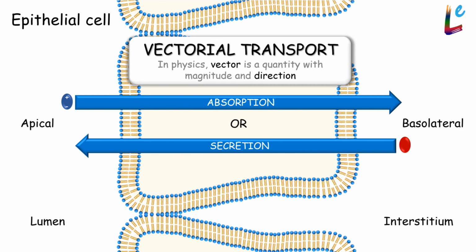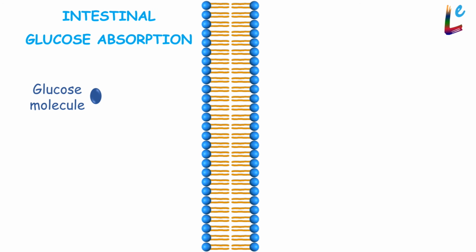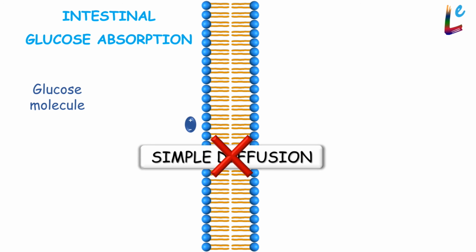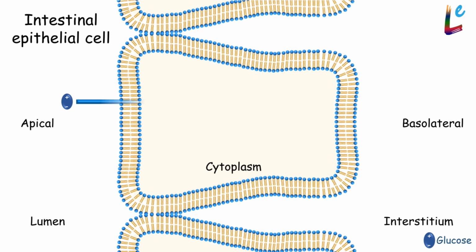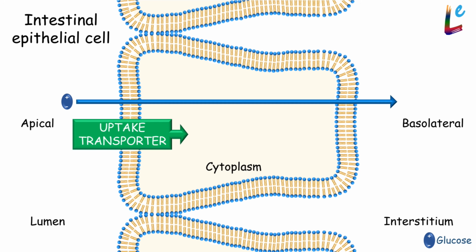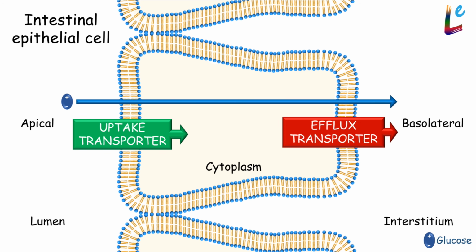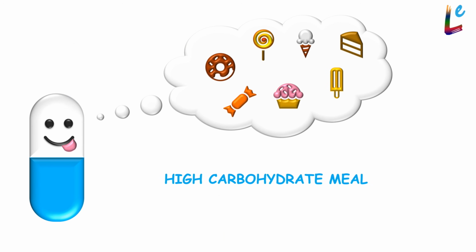Let's see how this works with the example of glucose absorption in the small intestine. Glucose is a large polar molecule. So, simple diffusion is not an option for passage across the membrane. Membrane transporters are required. So here, to facilitate vectorial transport, membrane transporters must be located in such a way that the ones facilitating uptake must be on the apical surface and the ones mediating efflux should be on the basolateral surface.